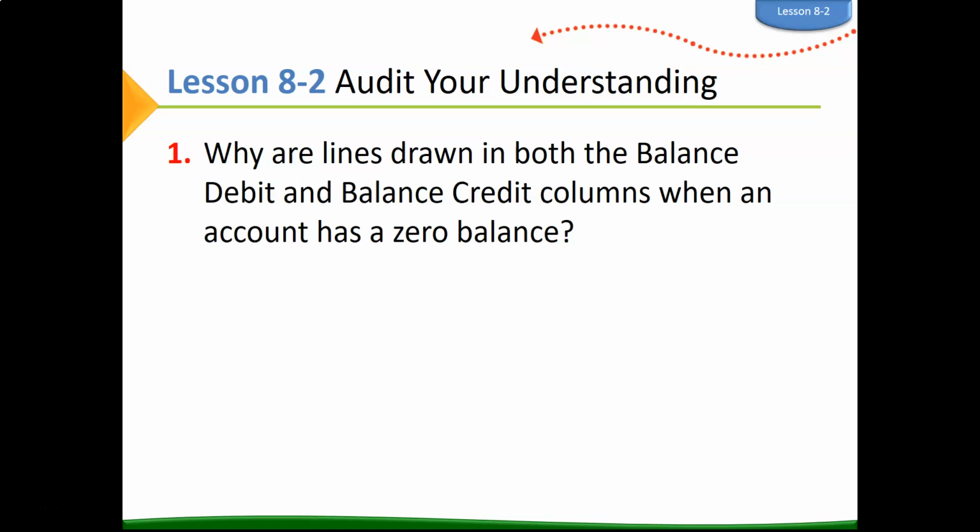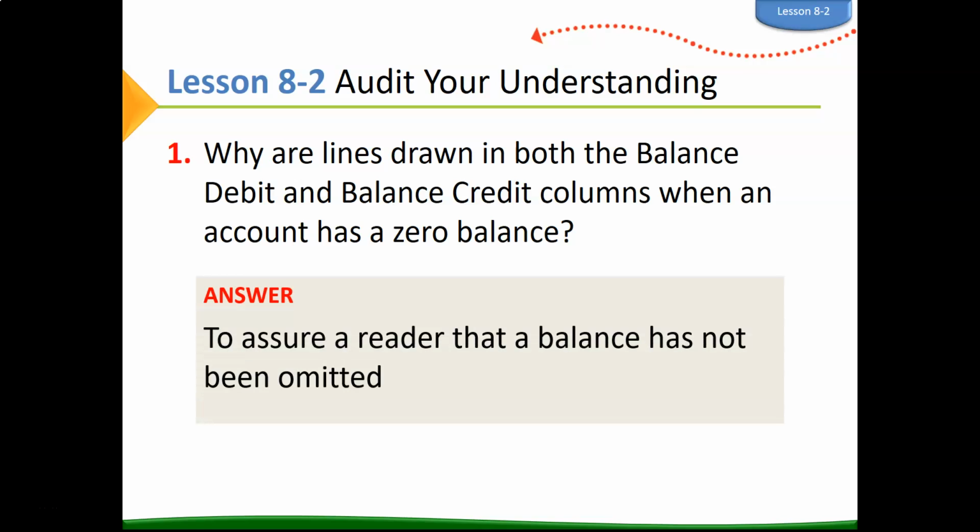Okay, auditing your understanding. These are the questions you need to go over. Why are lines drawn in both the balance debit and balance credit columns when an account has a zero balance? This is something that I gave you guys feedback on with your homework. A lot of you may have forgotten to put the lines through, or maybe you did it on some and not others. But the reason we do this is to assure that whoever's looking at that general ledger, when they see a blank space, they may wonder, okay, did they just forget to finish this? You want to make sure that there's a balance that's not been omitted. So that's why we put those lines in there to indicate to whoever's viewing the document that this is in fact closed out, because it was a temporary account.